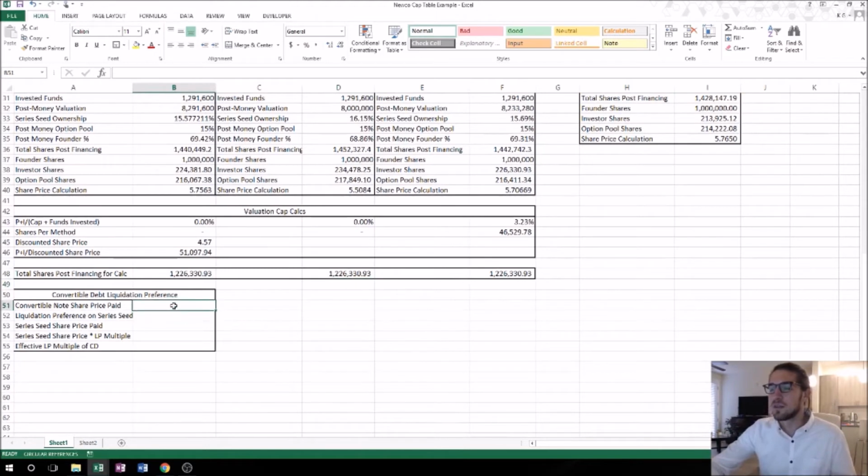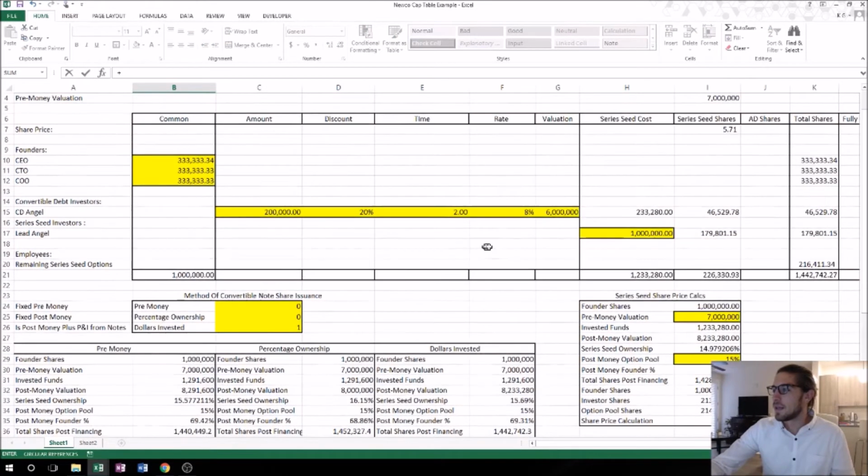So now let's go down here into the convertible note liquidation preference. So what we need to do first is go and see what the share price was actually paid. So the way we do that is we can just go up here and say, how many shares did we get and how much did we pay for them? So we paid $233,280. We divide that by the number of shares we got here.